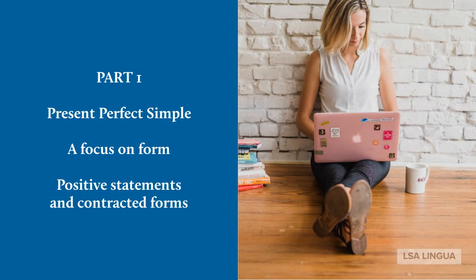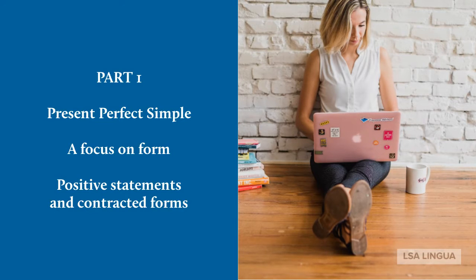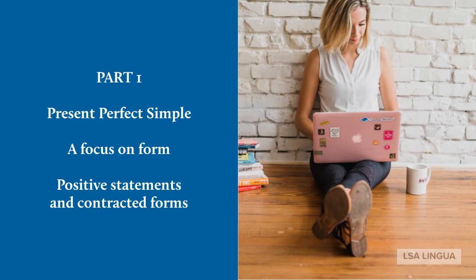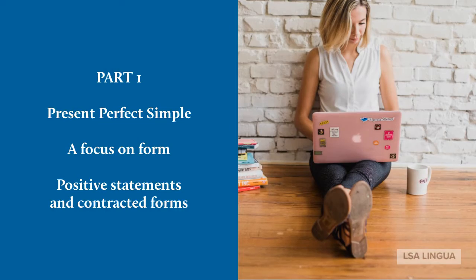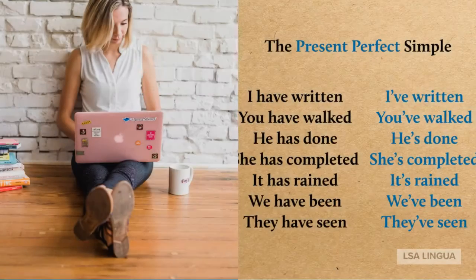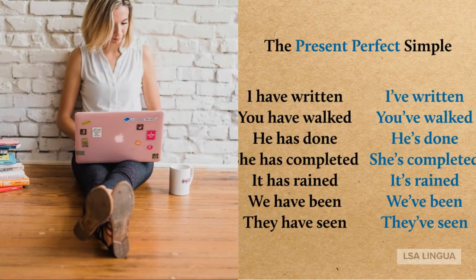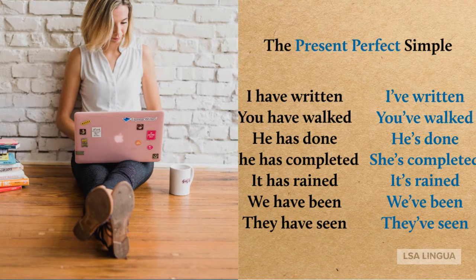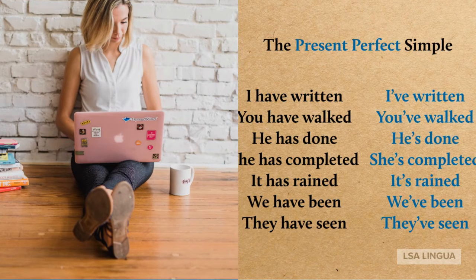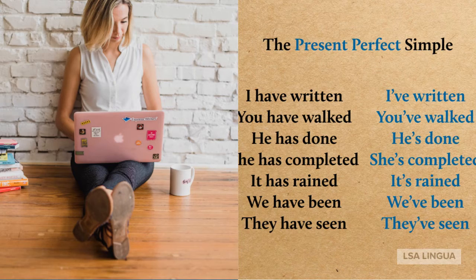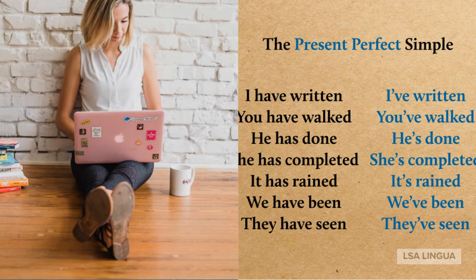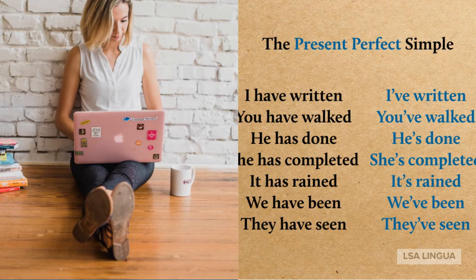Moving on to part 1. Present perfect simple, a focus on form, positive statements, and contracted forms. Present perfect simple. I have written, I've written. You have walked, you've walked. He has done, he's done. She has completed, she's completed.